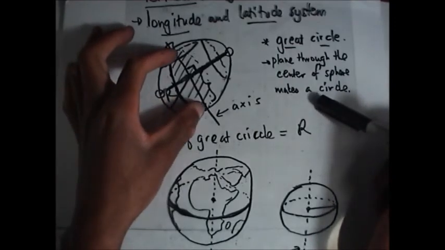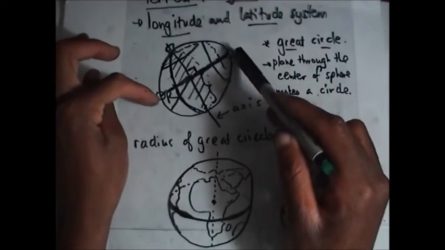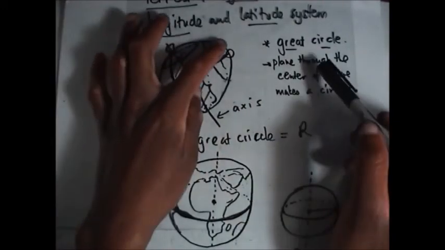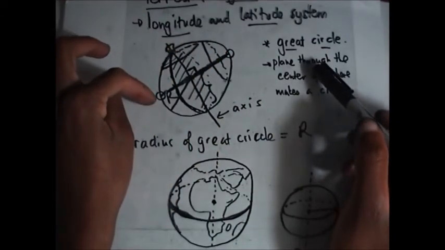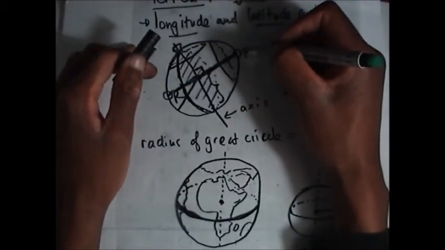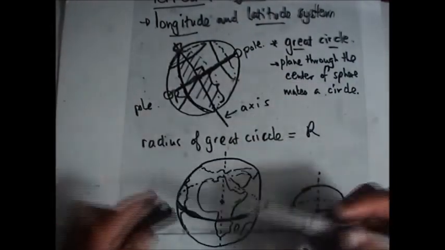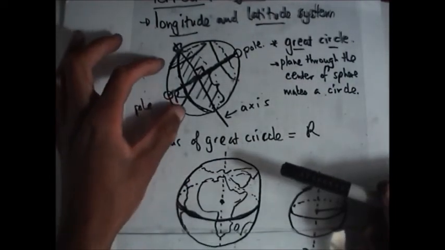So can you see here? This great circle created our axis like this. But this axis is going to cut our sphere at this end and at this end. Those two ends are called poles. So this is pole number 1, P-O-L-E, and this is pole number 2. So that was in a normal sphere.